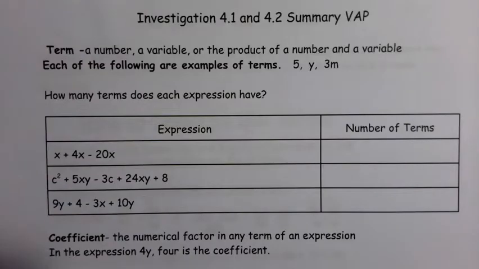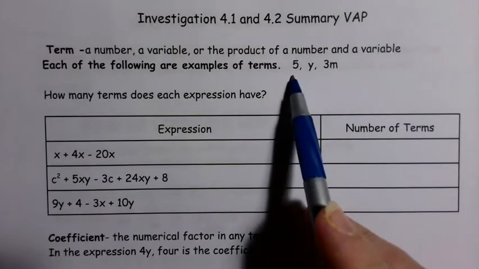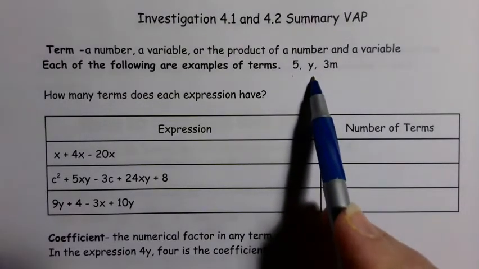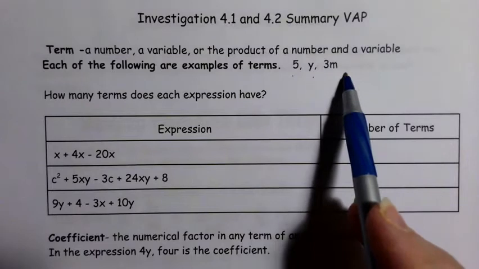Hello, sixth grade, investigation 4.1 and 4.2, summary in variables and patterns. A vocabulary word that is important to know is term. A term is a number, a variable, or the product of a number and a variable. So each of the following examples are terms. 5 is a term, y is a term, and 3m is a term.